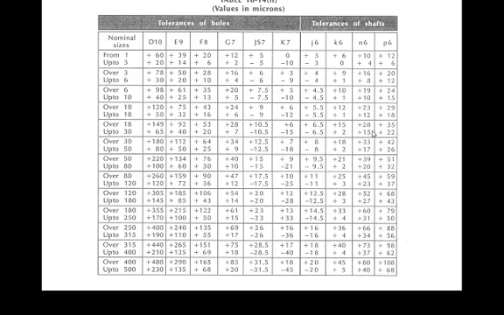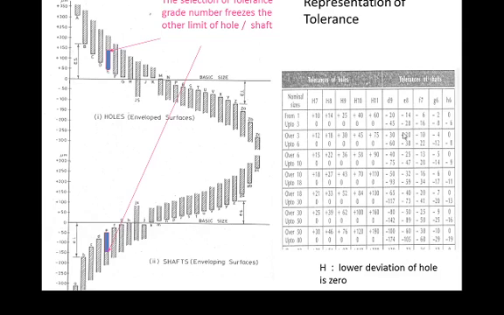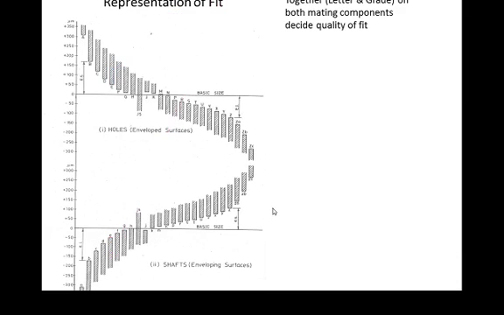Now different charts are being shown here. We can select whichever charts are required as per our requirements. The tolerance zones will be shown, that is the E8 and small e8. These are the tolerance dimensions being shown. It will show the upper deviation and lower deviation.